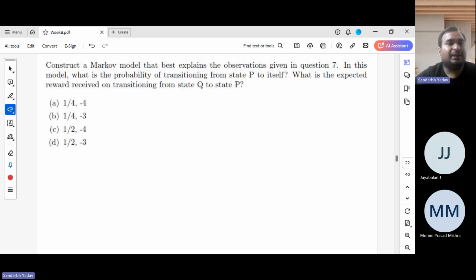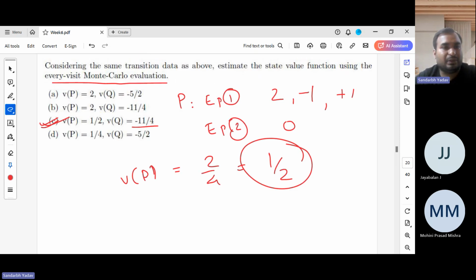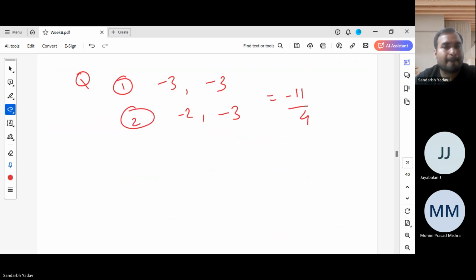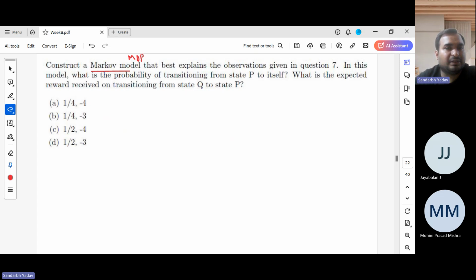Okay, so again, the continuation of the same question. In this question, now they are asking to construct a Markov model. Basically a Markov model is an MDP that best explains the observations given in question 7. Okay, question 7 was basically this question only. In this model, what is the probability of transitioning from state P to itself? What is the expected reward received on transitioning from state Q to state P? So basically we have to reconstruct the whole MDP.